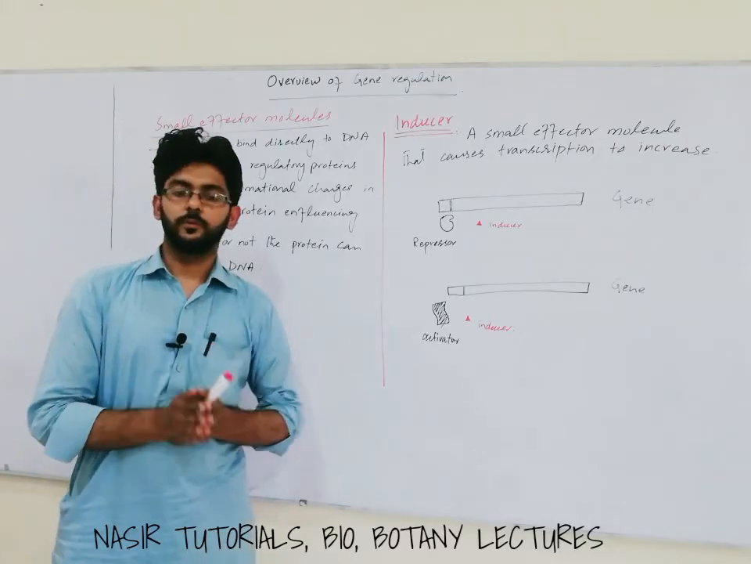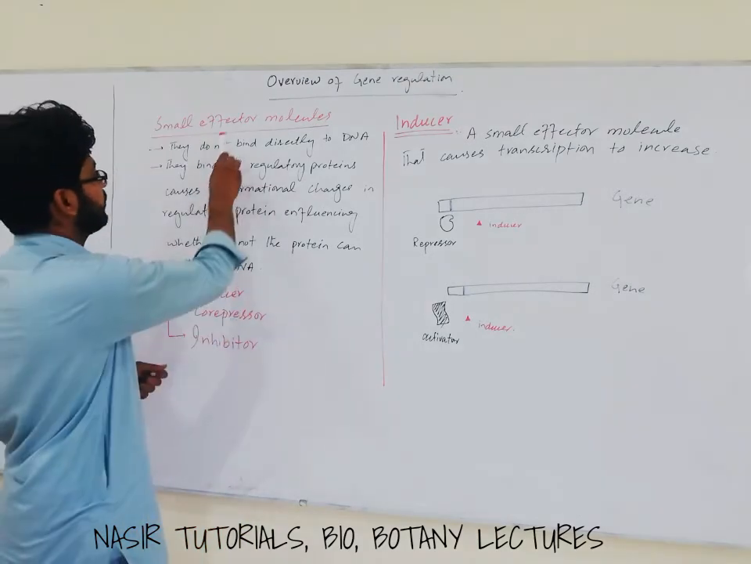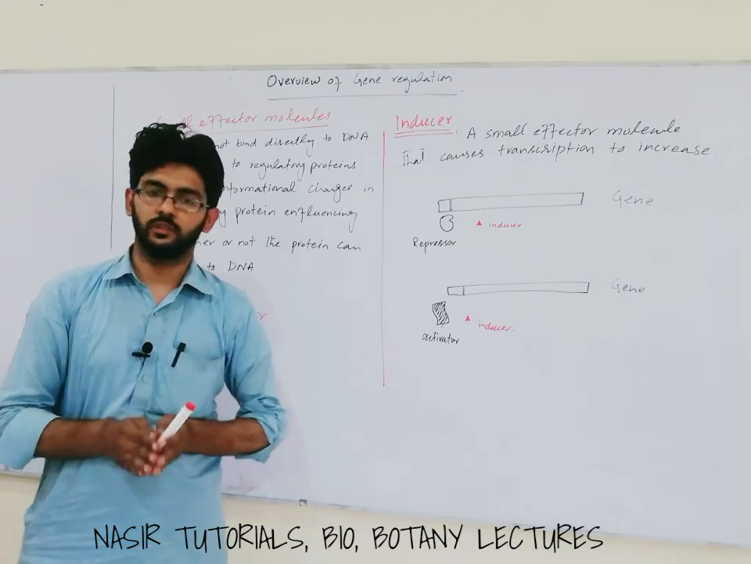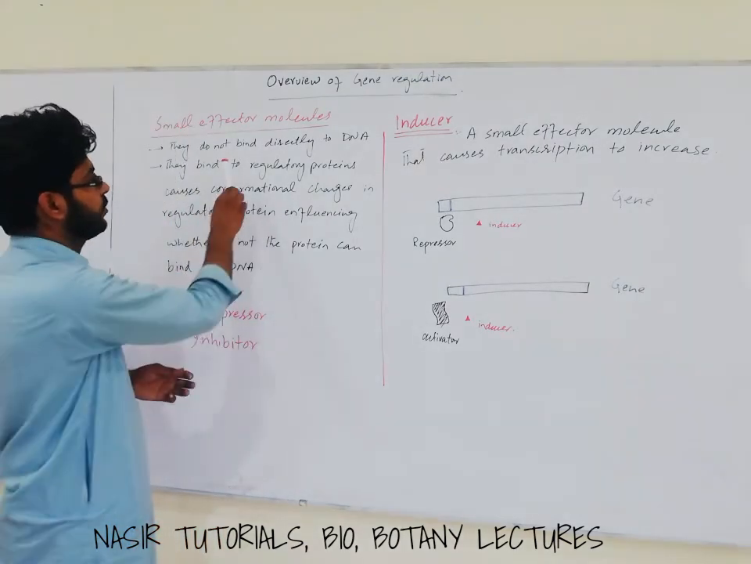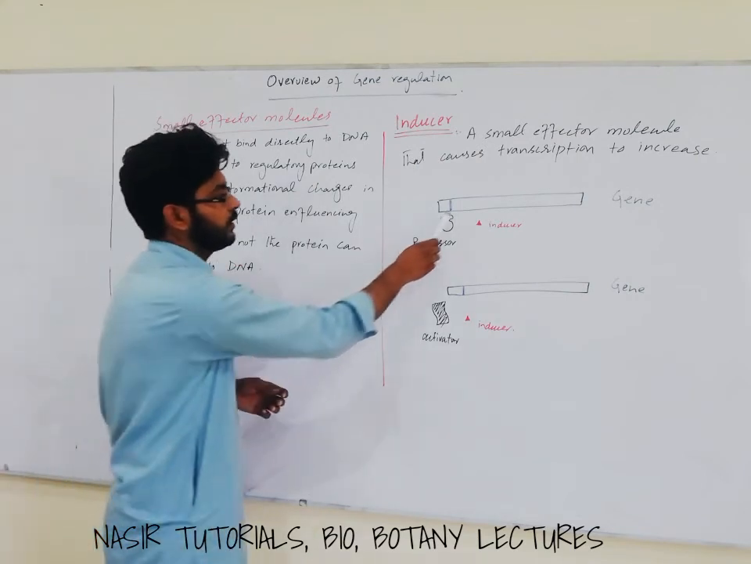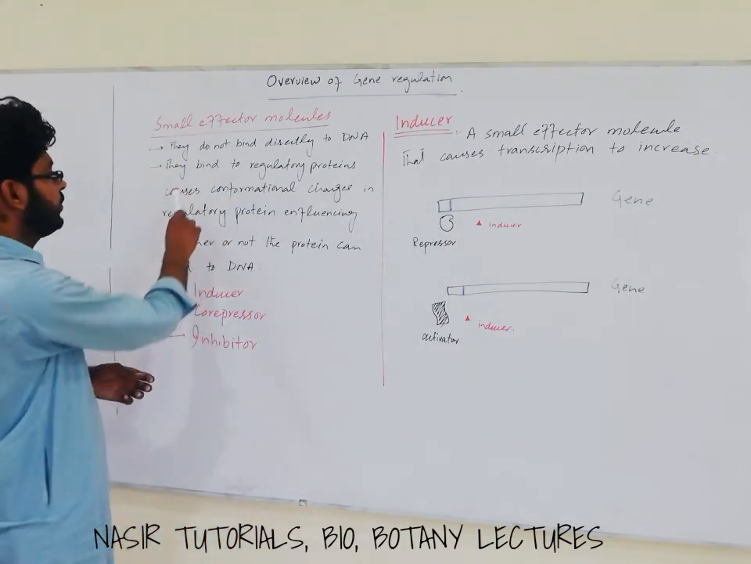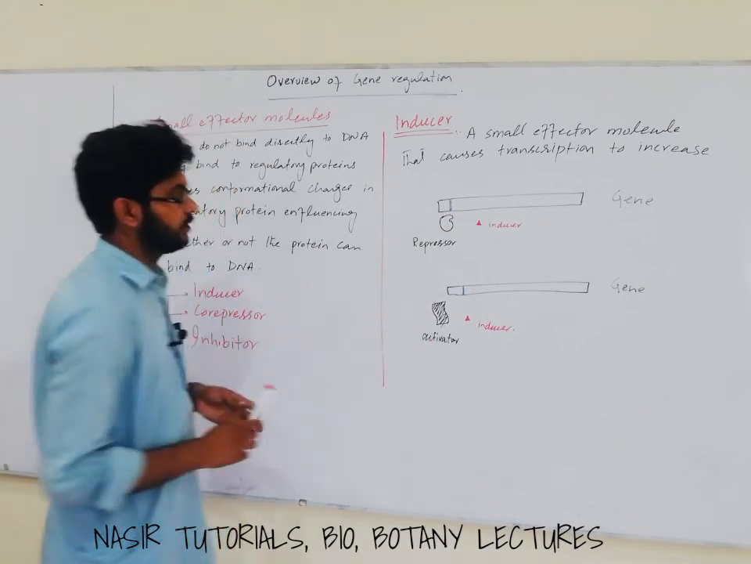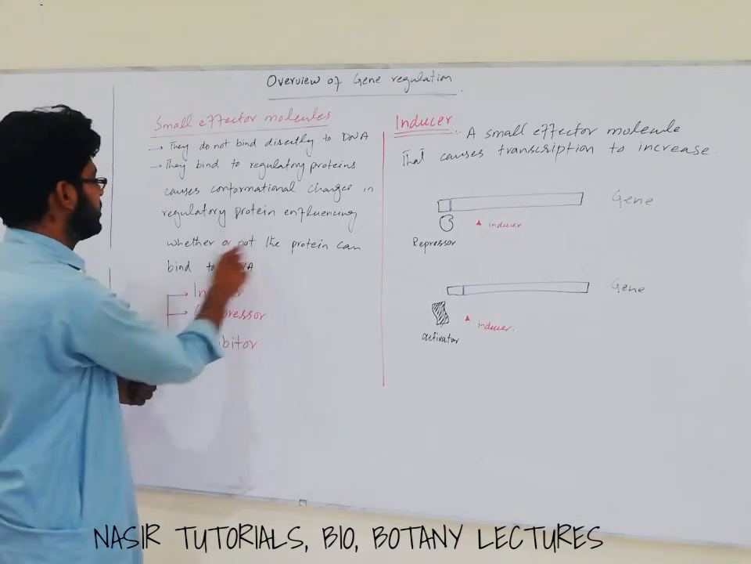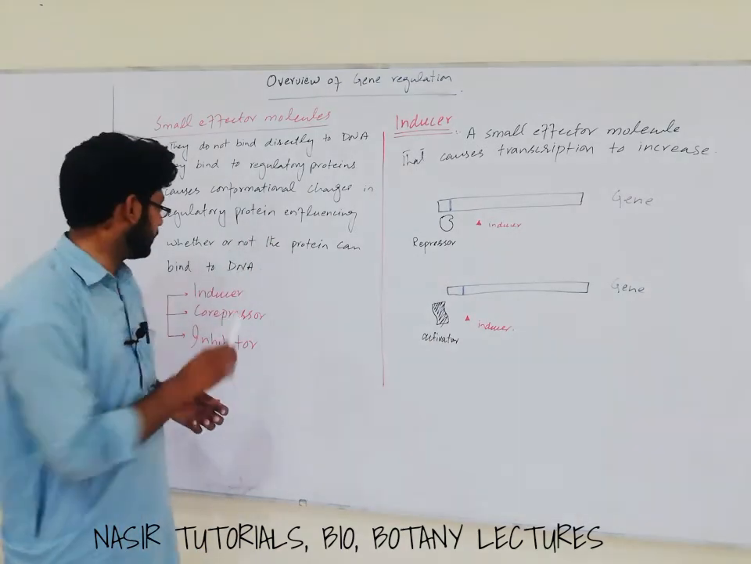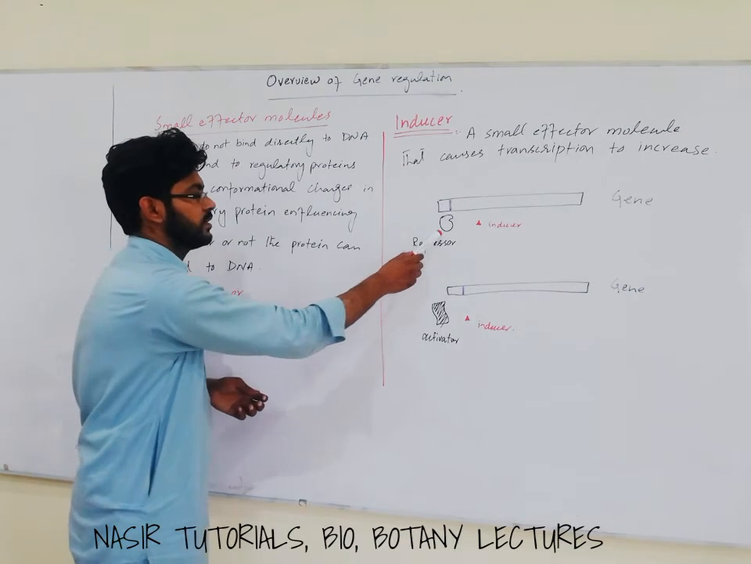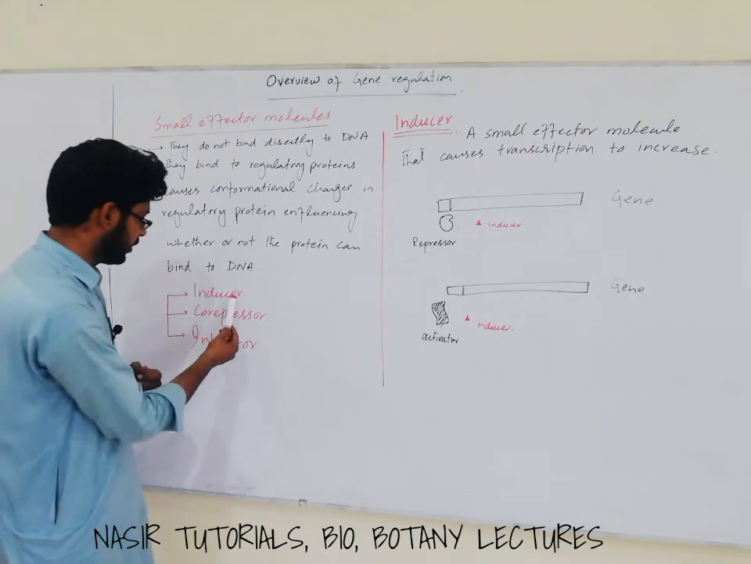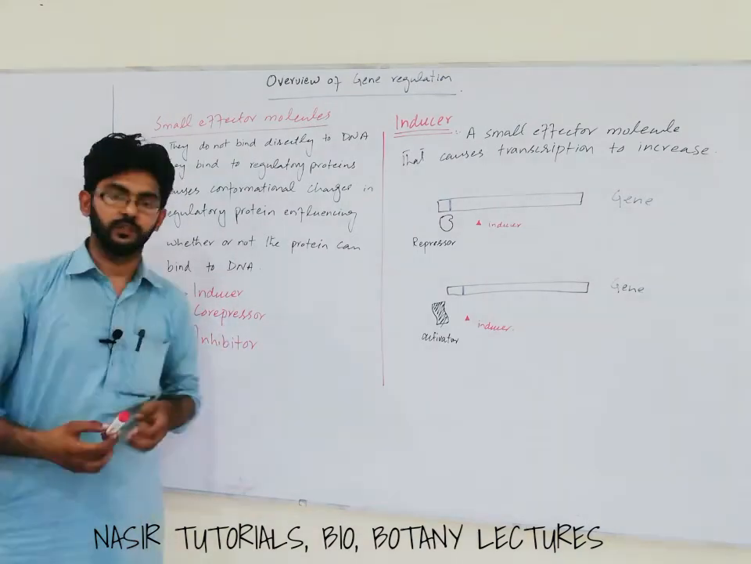Apart from regulatory proteins, there are small effector molecules which play a critical role in the regulation of gene expression. These small effector molecules do not bind directly with DNA. They bind to the regulatory proteins, either a repressor or an activator, and cause conformational changes in regulatory proteins, influencing whether or not the proteins can bind to DNA. There are three types of small effector molecules: inducer, co-repressor and inhibitor.